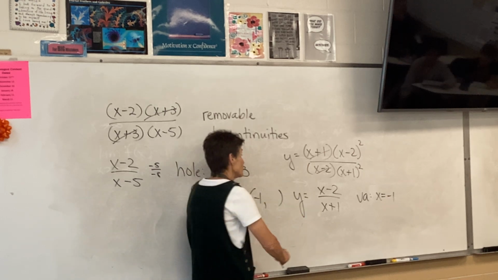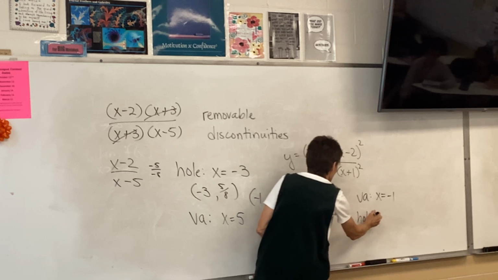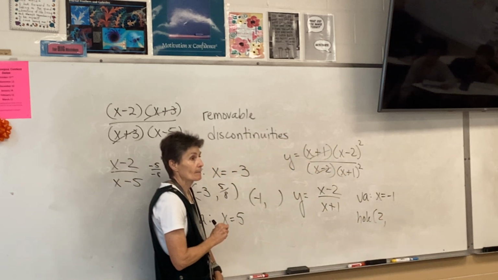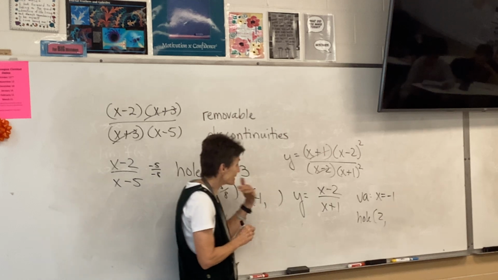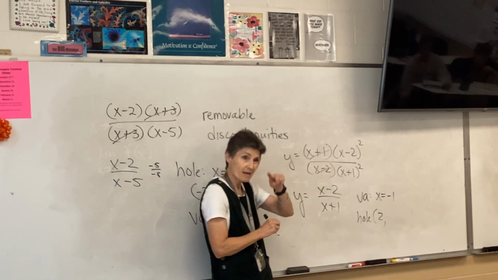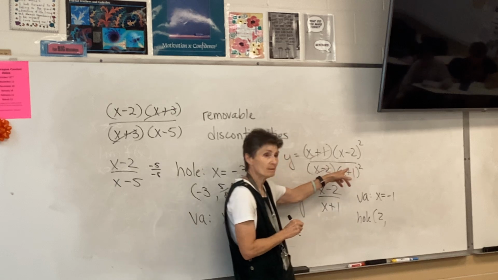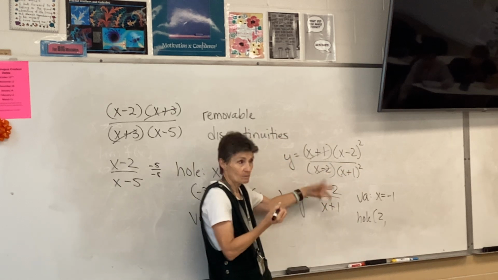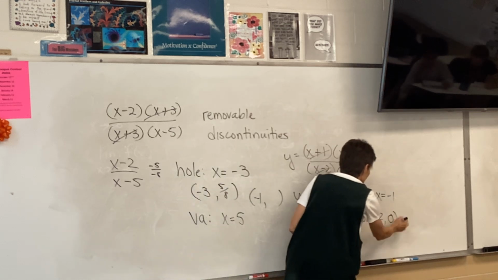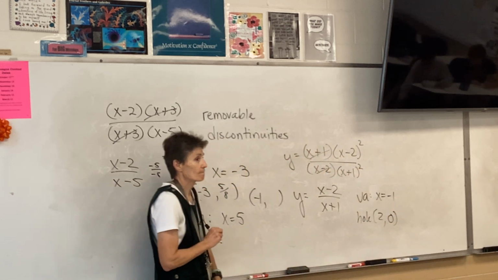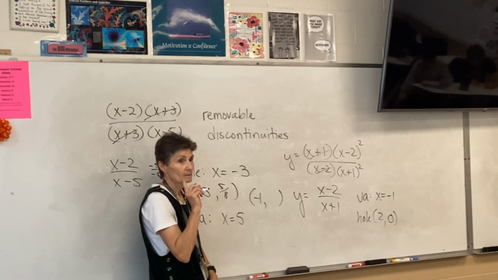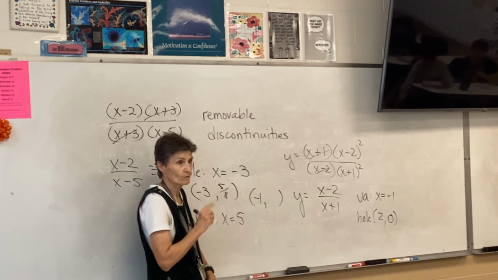Now, do I have a hole where x is 2? Yeah, because I canceled it out, and I can plug it back in. What do I get when I plug it back in? 0, that's fine. Alright, is everybody good with that? 1 hole, 1 vertical asymptote.